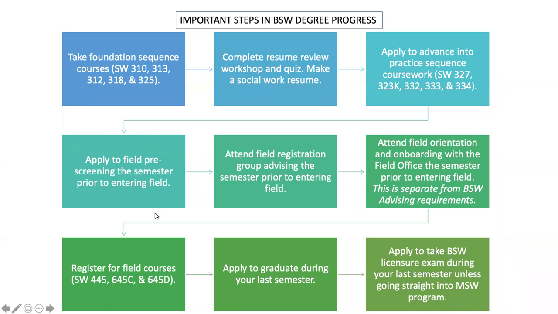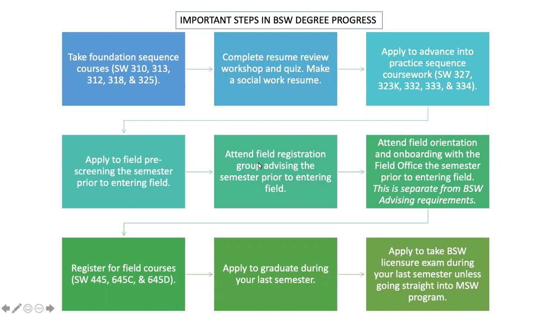So after you fill out your field pre-screening, the semester before you go into field, aka the semester before you graduate, you will then attend a field registration group advising for your BSW advising bar to be cleared. And this is your last official advising session that you have to have with a BSW advisor, and we'll go over your very last degree requirements that you need, what classes you need to register for field so that you can get the credits, and the graduation application process.